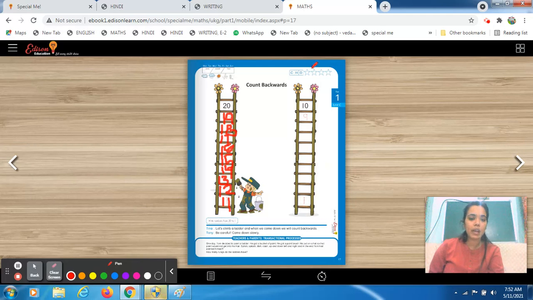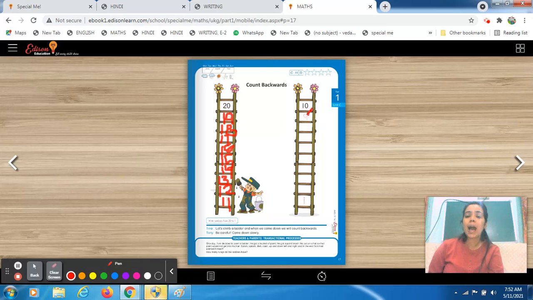First of all, he climbed on top and then he will come down and count backward. Okay, so one by one we will do this task as well. Okay, chalo. Now where is Tom? Tom is on number 10 rung, right? Then what comes before 10? Who will tell me? Arav, tell me what comes before 10?